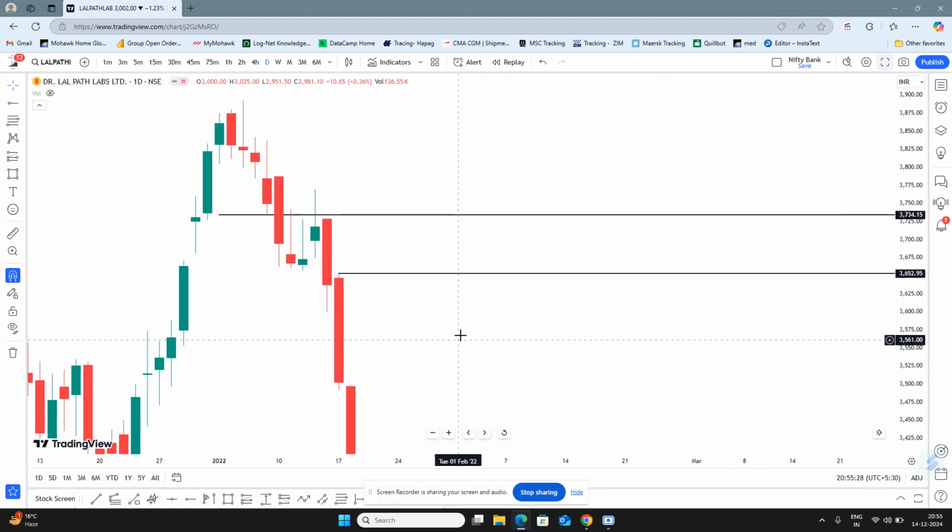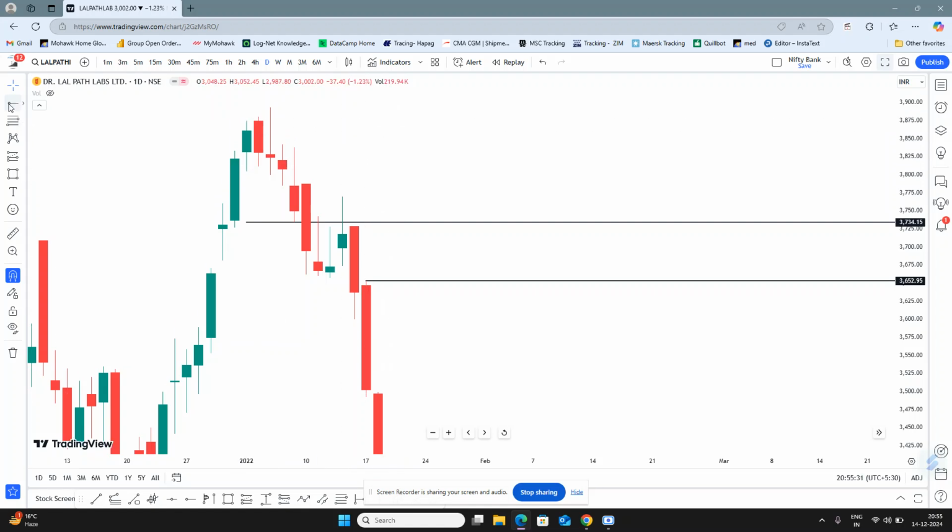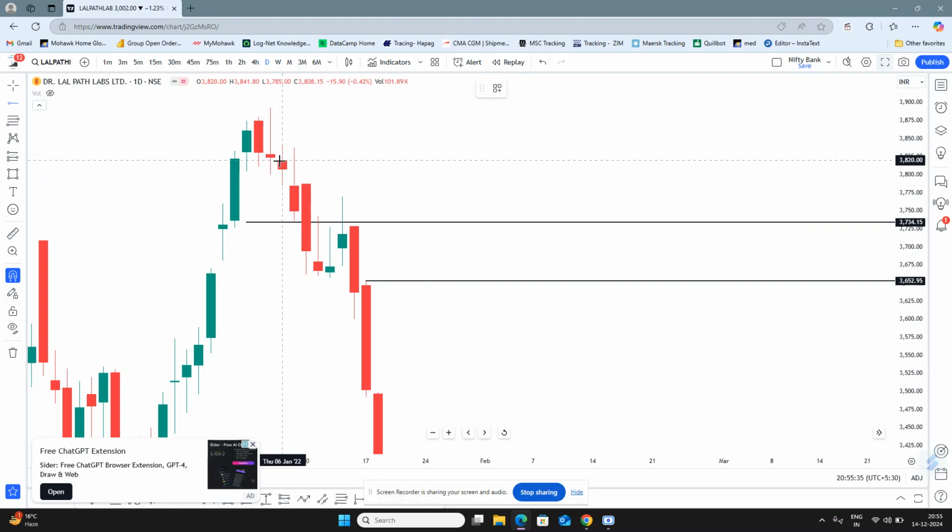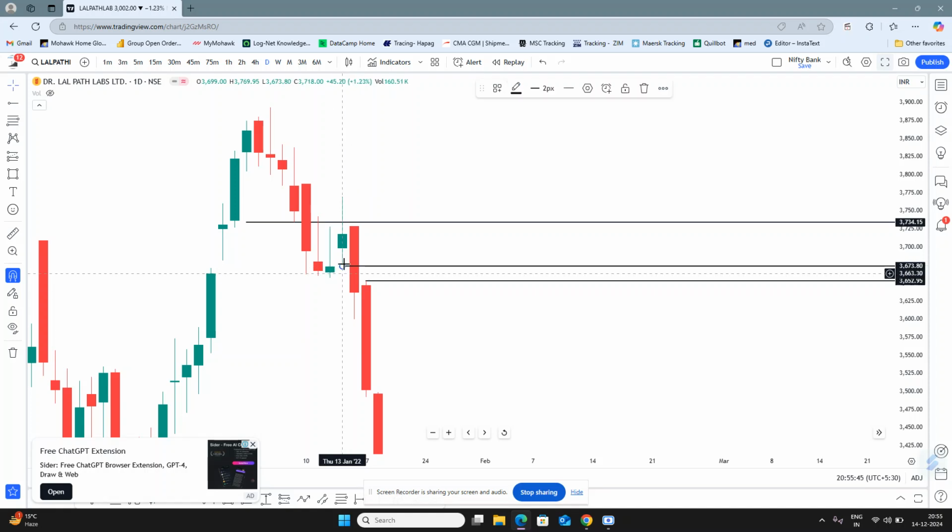Again, my lines will change. See, is it forming? No. Is it forming? No. There is no gap between first and third. No, no. Here. See. So I will not remove this. We'll keep it as it is on daily now after this. So this is important. I can see that rejection here, the selling here.